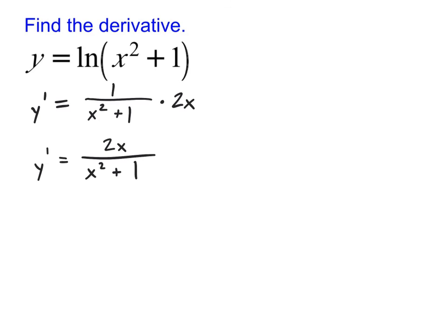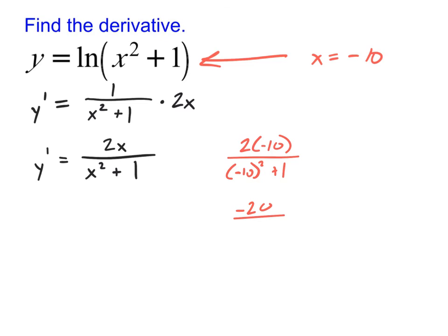One little slight caveat to this. What is the derivative of this function when x equals -10? Well, we would take that -10 and we'd plug it in for x, right? So we'd do like 2 times -10 over -10 squared plus 1, so that would give me a -20 over 100 plus 1, so that would be 101. So -20 over 101. Cool.